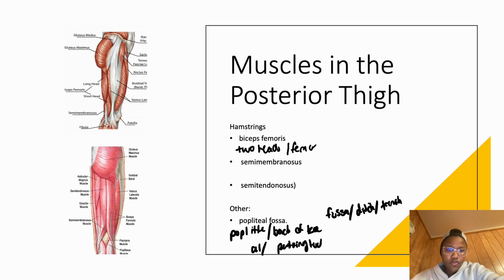Next, we're going to have the posterior thigh. I didn't talk about two of those because the book didn't cover them, but biceps femoris is part of the hamstrings, and that's just going to have two heads, and it's going to be pertaining to the femur. Then we have the semimembranosus, and then the semitendinosus. Those are just the three parts of the hamstrings. And then the last one is the popliteal fossa, and poplite means back of the knee, and then al means pertaining to, and fossa is ditch, so like the ditch part of the back of your knee. Basically, my teacher taught us that we could hold a Pop-Tart in the back of our knee, which is kind of stupid, but it helped me remember it.